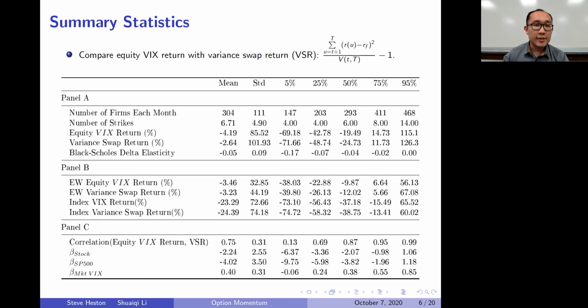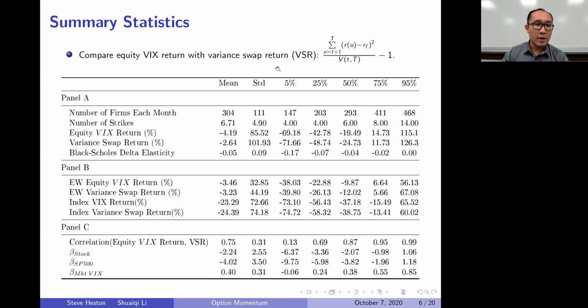All right, this is the summary statistics. On average, we have around 300 firms each month, and in each VIX portfolio, we have around 6 option contracts. To check how closely the VIX portfolio payoff is related with the realized variance, we compare the VIX return, which is the actual return, with the synthetic variance swap return used in previous literature, which is defined as realized variance scaled by the VIX price.